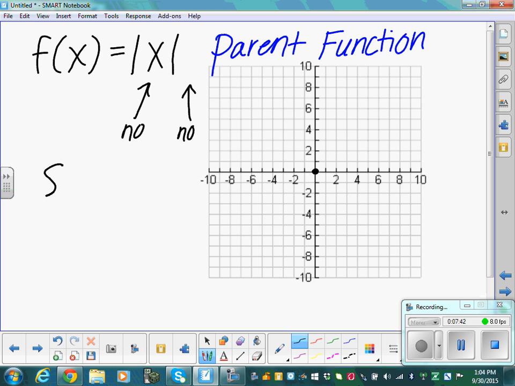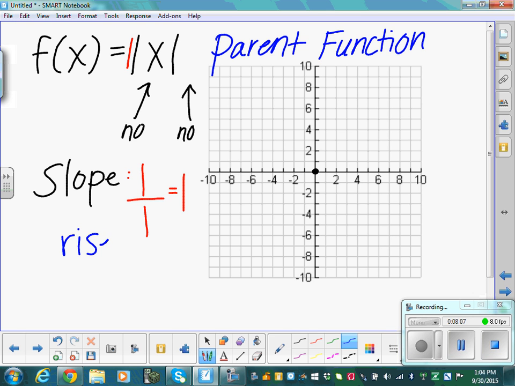Now our slope on this one is positive 1. You look in front of the absolute value signs, and that's positive 1. So our slope is 1. So now we know that slope is rise over run. So really what we have is 1 over 1. That's the exact same thing as 1. So I'm going to look at it as 1 over 1 so that I can graph my slope. So we'll do rise over run.